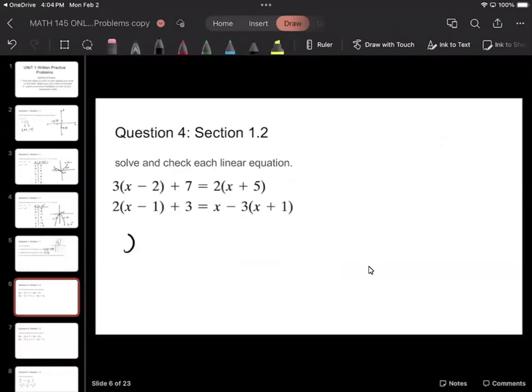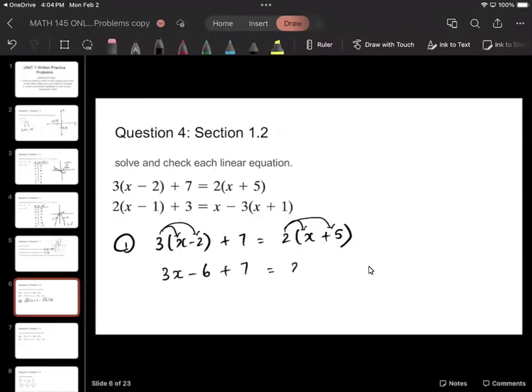So I'm going to do the first one here. 3 times x minus 2 plus 7 is 2 times x plus 5. The first thing you will do is distribute on both sides. So you have 3x minus 6 plus 7 is 2x plus 10. And combine the like terms on each side first, which means negative 6 plus 7 is positive 1, right? So this becomes 3x plus 1 is 2x plus 10.